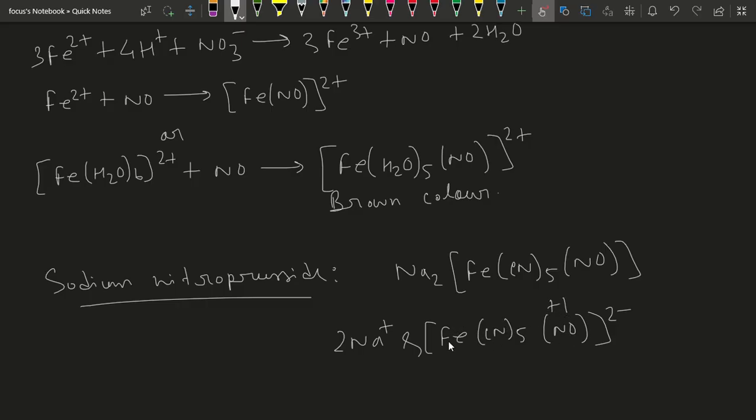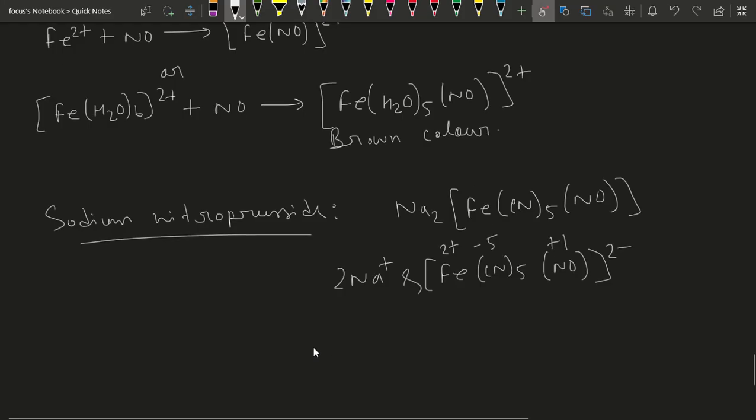So here the oxidation numbers are, iron, if NO is present with iron, then obviously it will be +1. Then 1 CN contains 1 minus charge. Then total 5, it will have -5, and iron has 2 plus charge. So overall the charge is 2 minus from this coordination sphere, and outside of this coordination sphere, to counter this 2 minus charge, there are 2 sodium plus ions present.